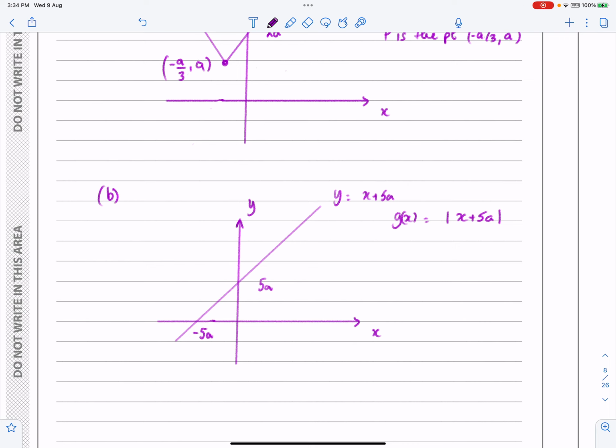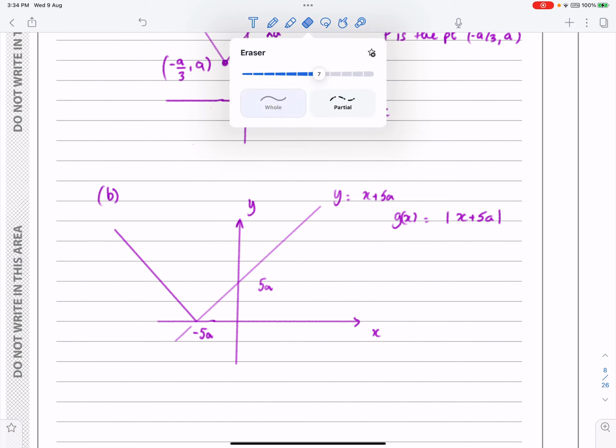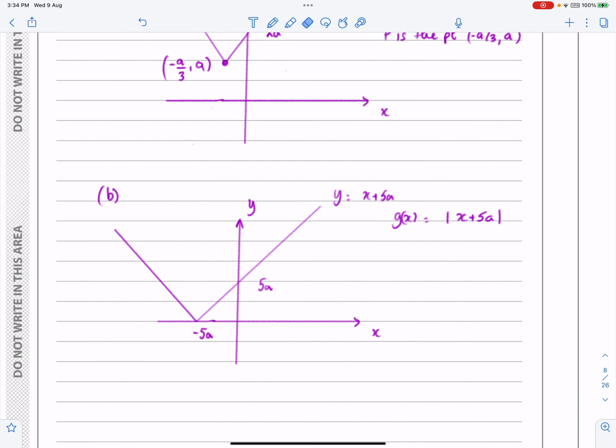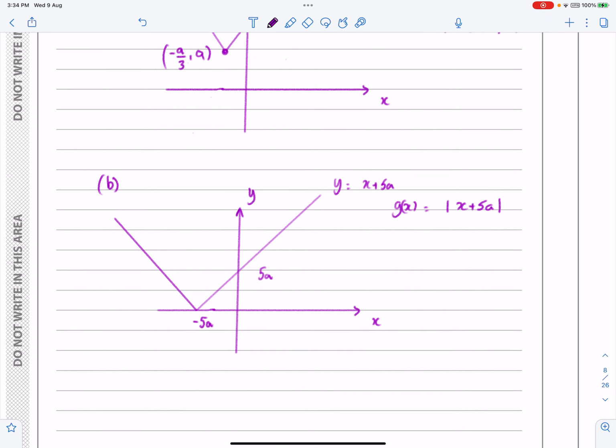So modulus of x plus 5a then means that at that value there, we don't have any negatives. And so that's my graph for g(x) equals modulus of x plus 5a. That's the graph of that one. Let me just put the modulus signs in around. Did that a little bit quicker only because I took quite a bit of time over part A. It's basically the same sort of knowledge base.